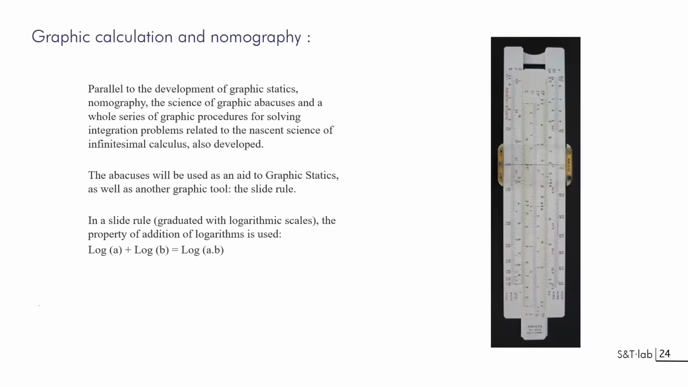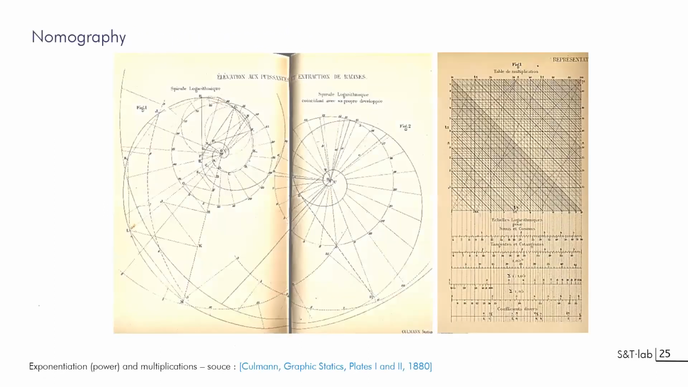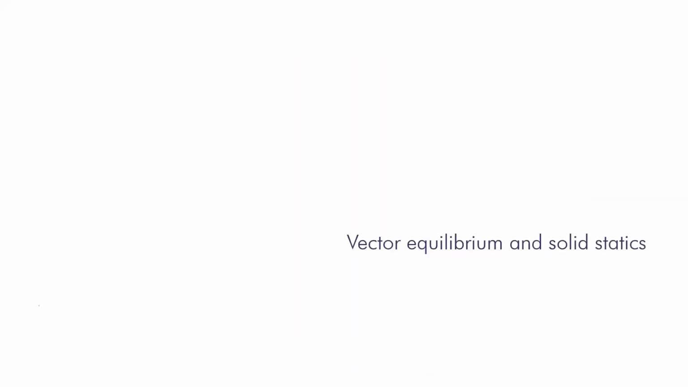So this is part of a context in which you have a graphical approach, in which you have the slide rule also. As you can see here on the first pages of the book by Karl Culmann, you have, for instance, graphical drawings that are made to calculate exponentiation and multiplication on the right. So that's the context in which graphic statics appear. Let's move to the question of vector equilibrium and solid statics.